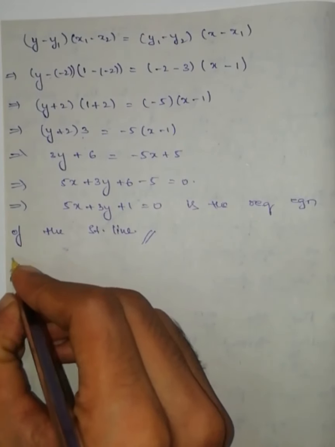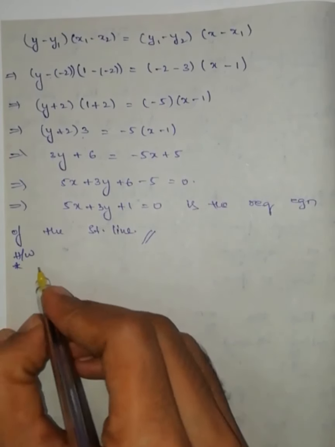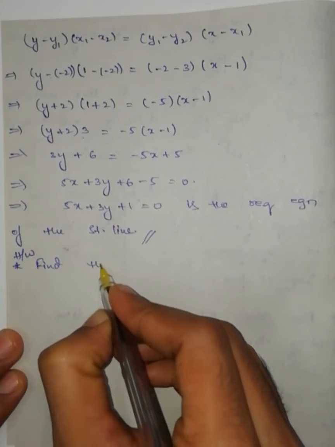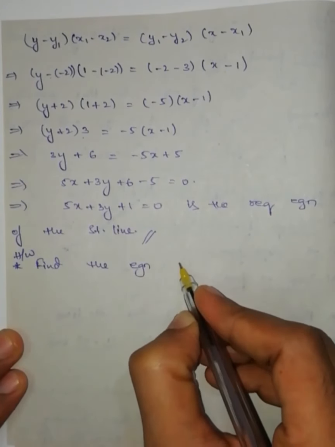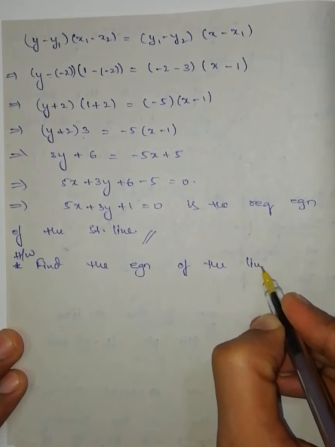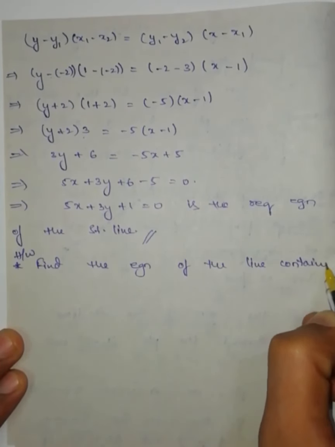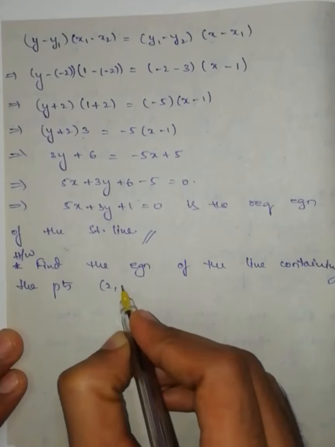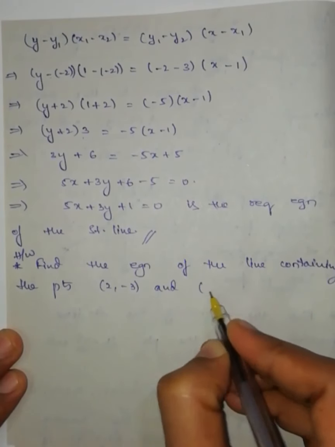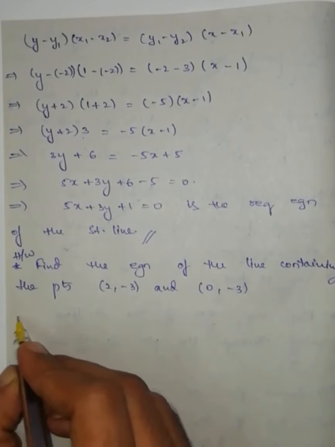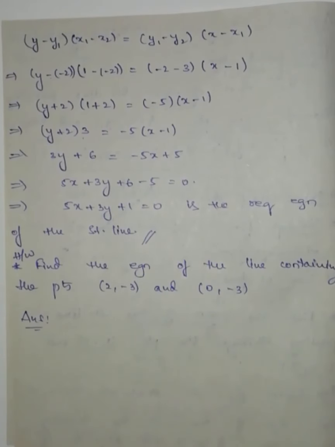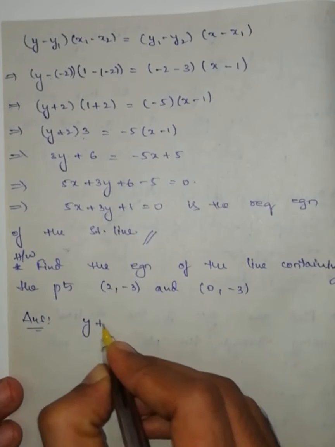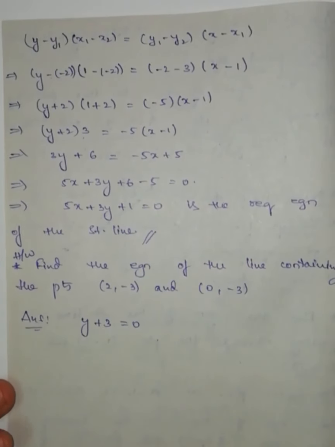Similarly, solve this one as homework. Find the equation of the line containing the points 2 comma minus 3 and 0 comma minus 3, and the answer you have to get is y plus 3 is equal to 0. This is the answer you have to get.